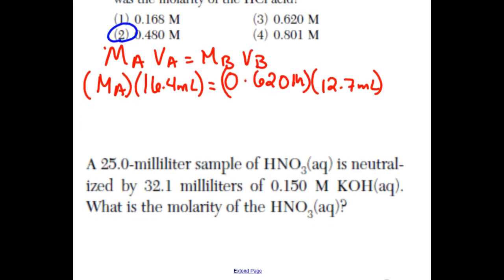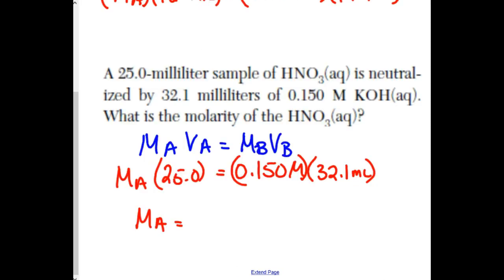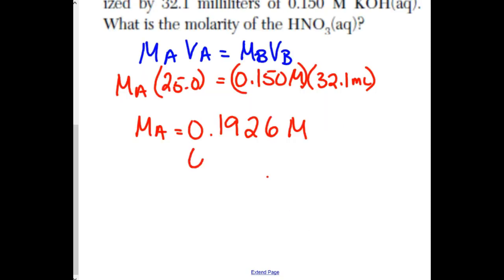The answer choice is, oh, it's not a multiple choice, my bad. All right, so you should have gotten 0.1926. Since we're rounding to 3 sig figs, it would end up being 0.1.